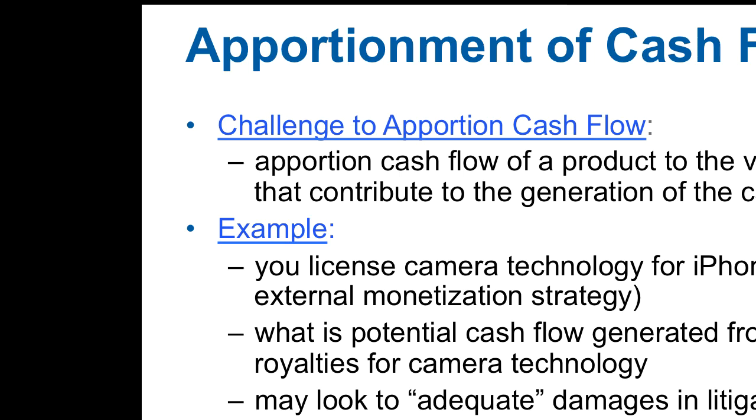So, one challenge in the cash flow method is apportioning cash flow to what your new patented product or technology is. So a product may have a lot of different technologies in it. Say it's worth $100, what part of that $100 is attributable to your feature, your concept? And how do you apportion that? You need to value your portion to do this fairly.